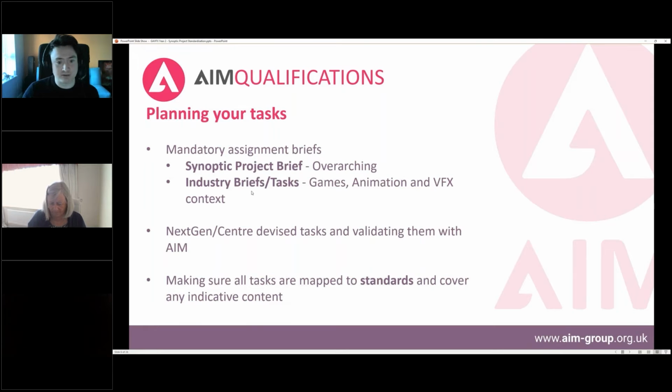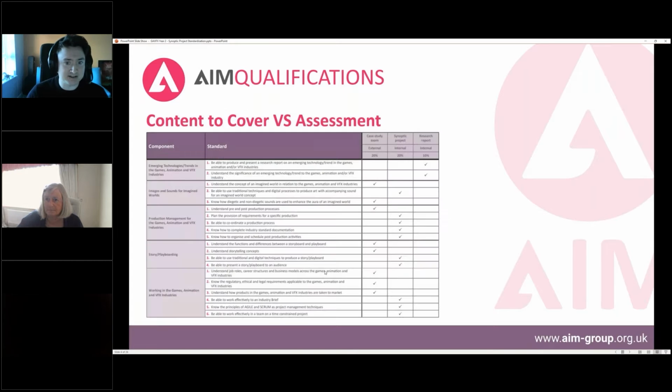For this academic year, we'll obviously be past that and well into it. But for future reference for next year, you can develop your own industry-led briefs, and those will fit within the overarching synoptic project brief. When you're developing them, you want to make sure that you're mapping it to the standards and the indicative content. So this again is the table that I was showing here. The briefs that you develop should allow learners to achieve the assessment objectives within the relevant units that it shows there.